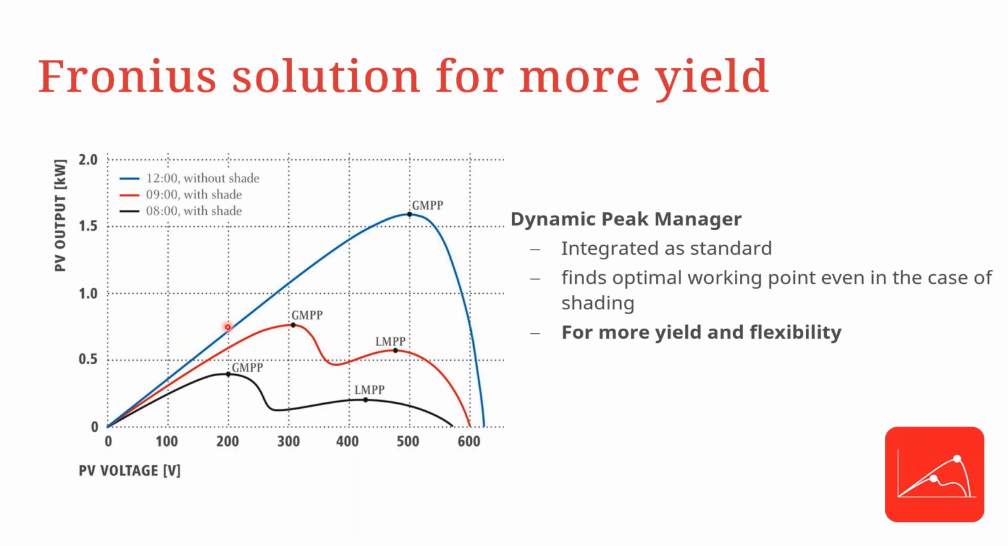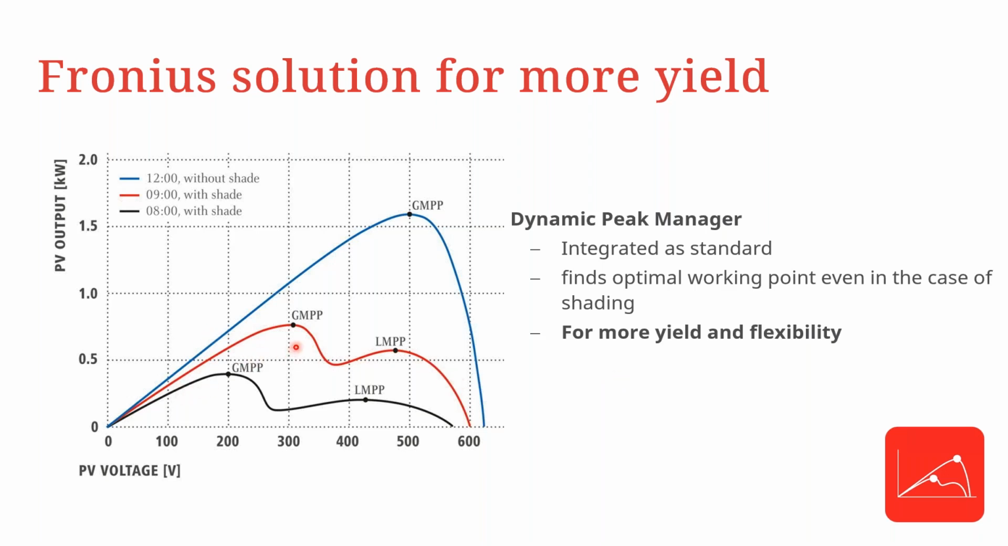For all Fronius inverters, they have a shading mitigation solution integrated, and this is what we refer to as the Dynamic Peak Manager. The Dynamic Peak Manager finds the optimal operating point, even in the case of shading, and therefore it gives you more flexibility and more yield for this particular installation.